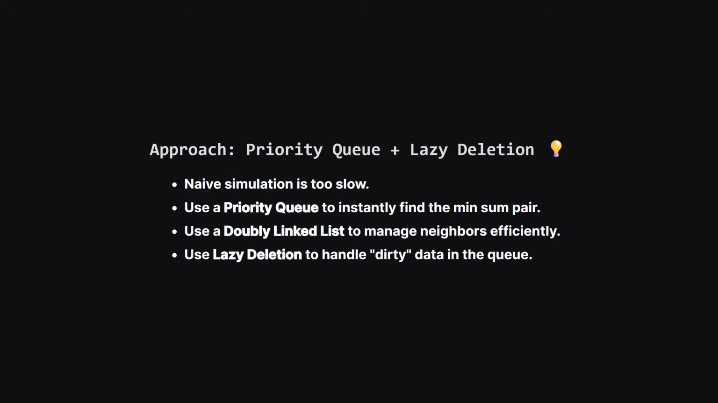So how do we solve this? The brute force way involves scanning the list every time to find the minimum pair, which is way too slow for large inputs. We need to optimize 3 things: finding the minimum pair, merging nodes, and checking if the array is sorted. To find the minimum sum quickly, we'll use a priority queue, also known as a min-heap. To efficiently remove elements and connect their neighbors, we'll model the array as a doubly linked list. And finally, since removing items from the middle of a heap is hard, we'll use a technique called Lazy Deletion, where we just mark items as invalid instead of removing them immediately.